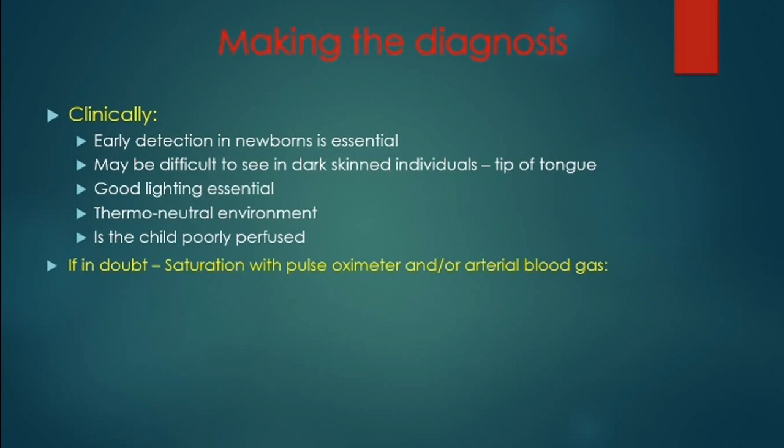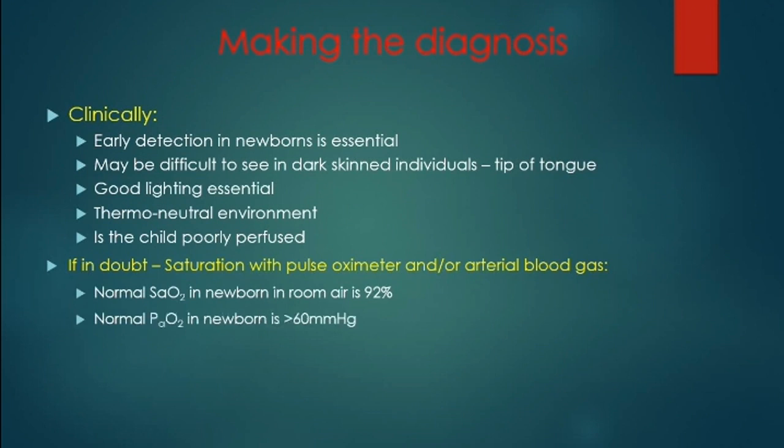If I'm doubtful about the saturation of a patient, I need to check with a pulse oximeter or get an arterial blood gas to assess. Usually, a newborn in room air has a saturation of 92 or above, and oxygen tension in the blood gas sample should be more than 60 millimeters of mercury.